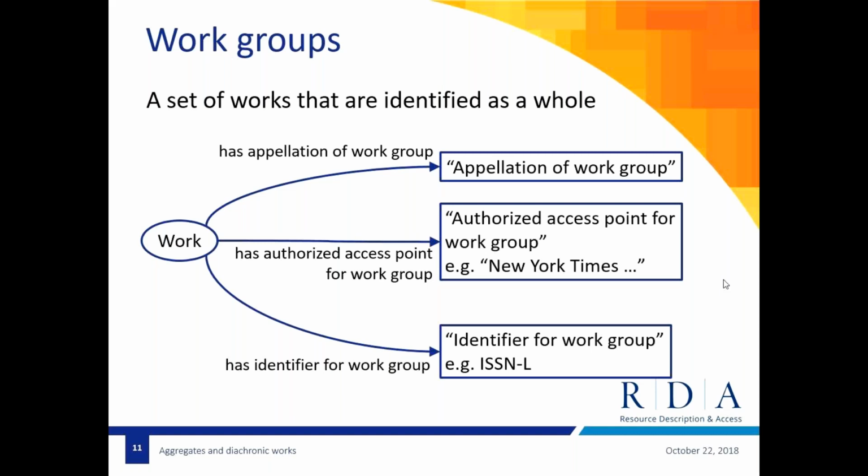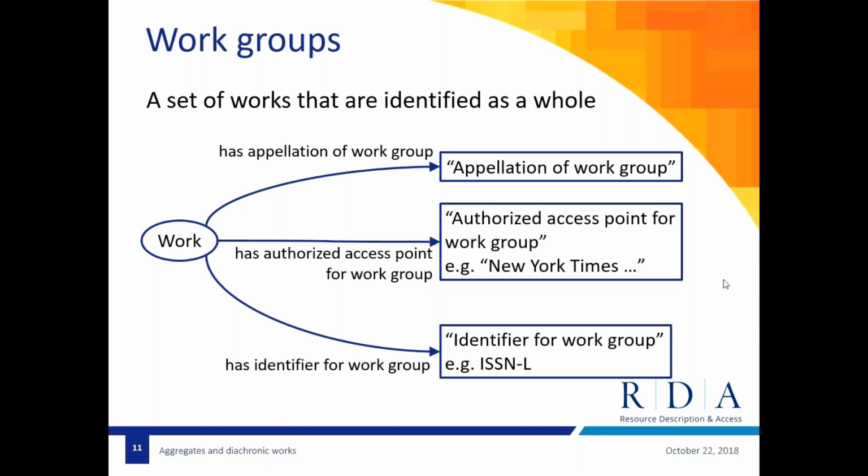So we've given three of what we call the appellation elements that are assigned between a work and a work group. The work group is not an entity. It's just a label that says we're talking about the same thing. So you can have an authorized access point for the work group, which would be what we traditionally call the uniform title for New York Times.